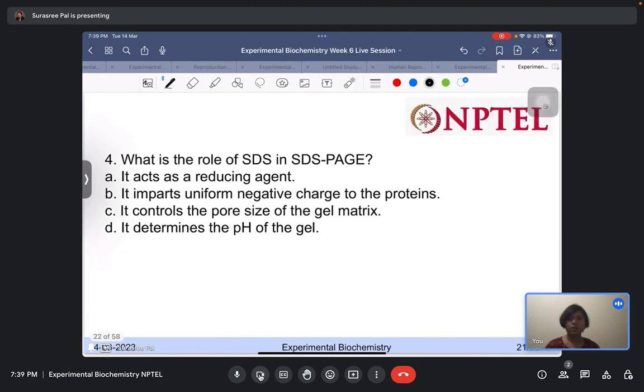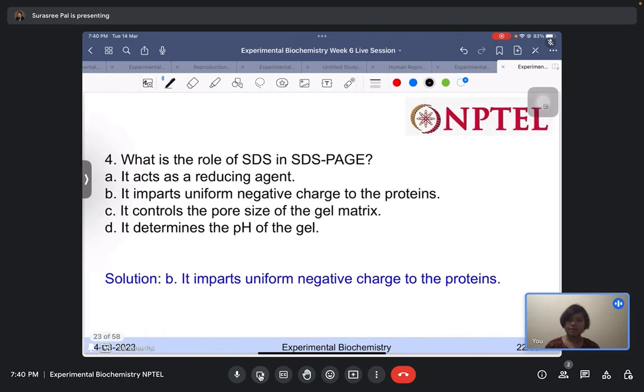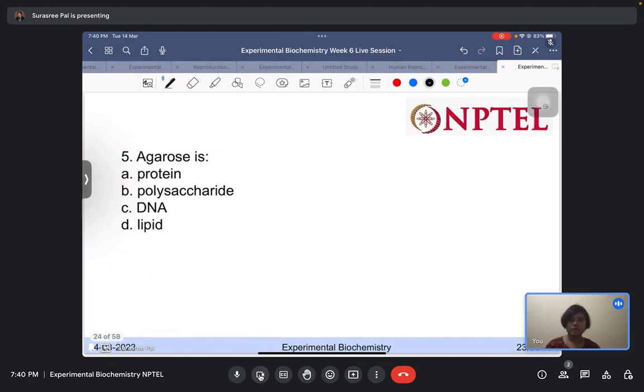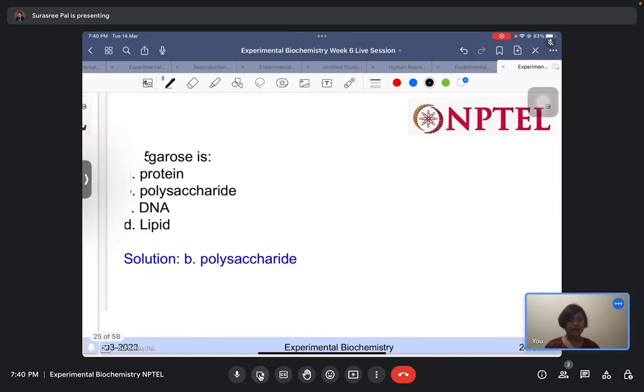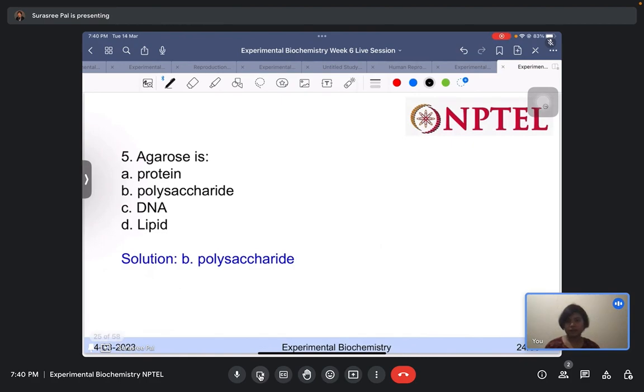Next question, what is the role of SDS in SDS PAGE? So the correct answer is it imparts uniform negative charge to the proteins. Next question, what is agarose? Protein, polysaccharide, DNA, or lipid? So agarose is a linear polysaccharide. That is the correct answer.